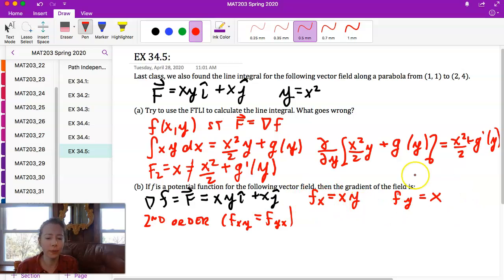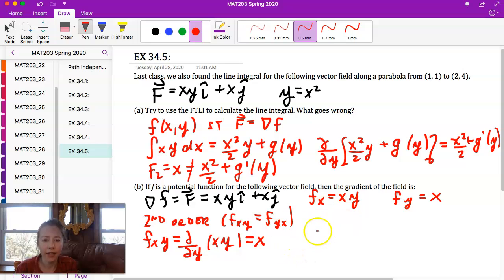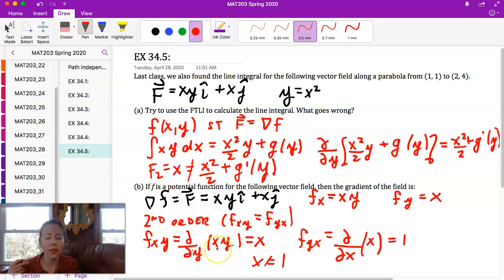So we have our first order partials all set. And so f sub xy then is going to be xy taken with respect to y. And that is going to give us del over del y of xy is equal to x. And then the same thing for f sub yx is going to equal the partial derivative with respect to x of x, which is going to give us 1. And it is clear that x does not equal 1. Okay, so there does not exist a potential function.